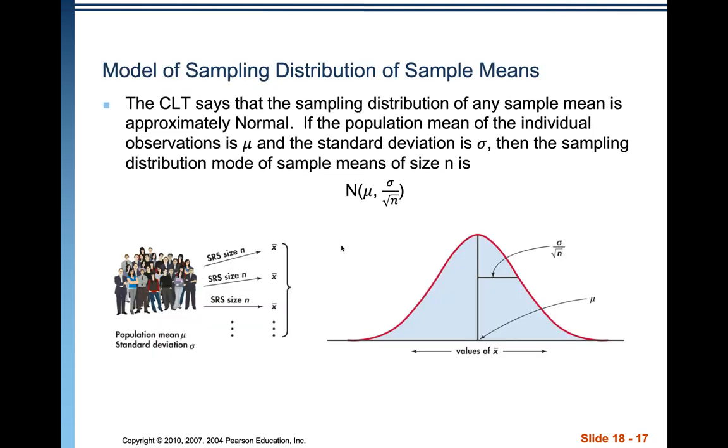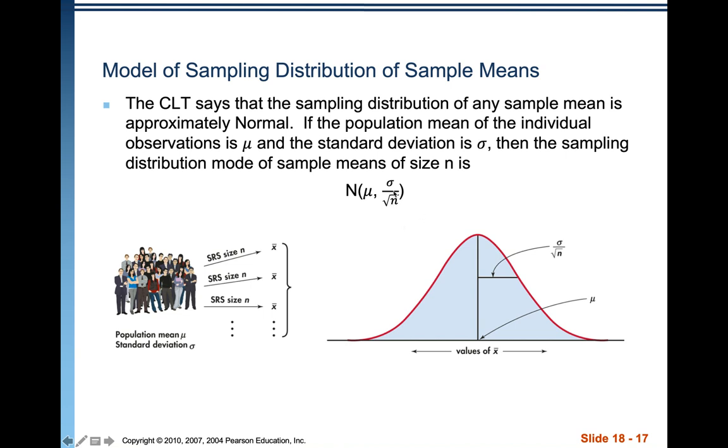Okay. So the CLT says that the sampling distribution of any sample mean is approximately normal as long as the sample size is large enough. If the population mean of the individual observation is mu and the standard deviation is sigma, then the sampling distribution model of the sample means of size n is normal, or at least approximately normal, with a mean of mu and a standard deviation of sigma, the standard deviation of the original population, over the square root of n.